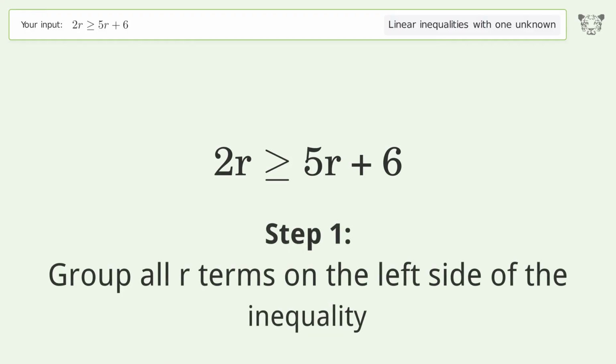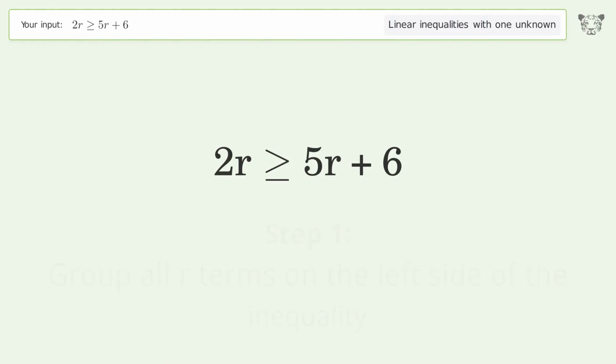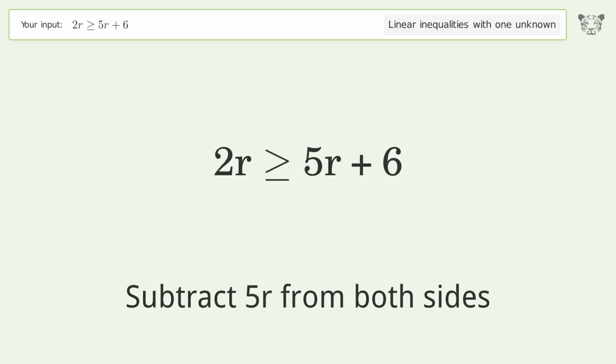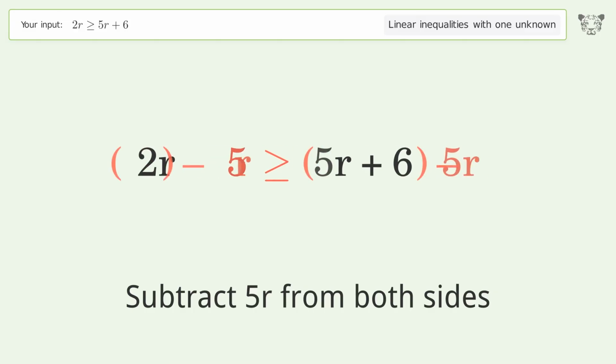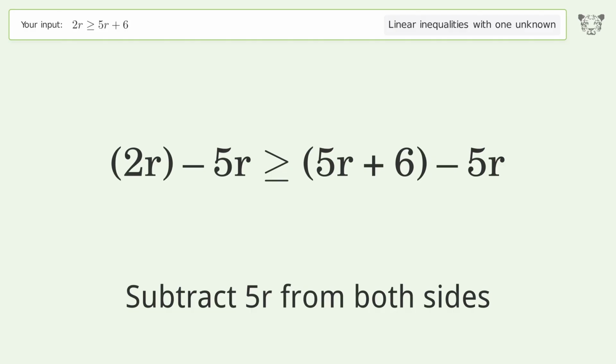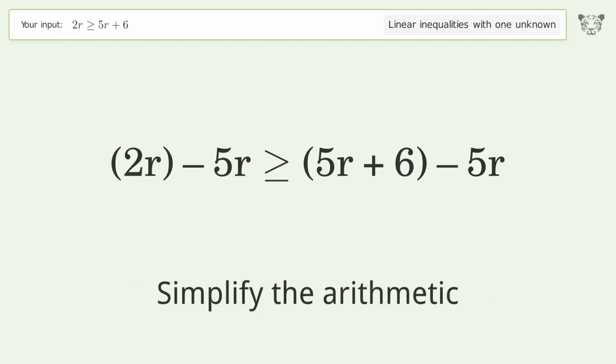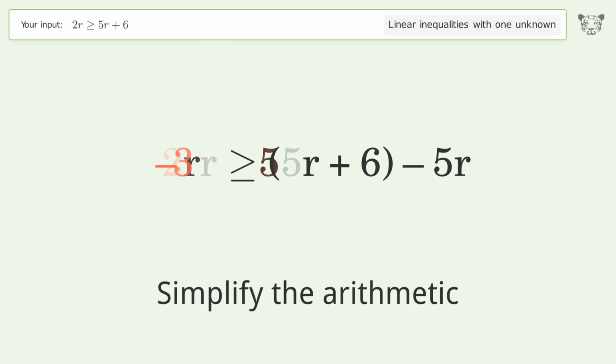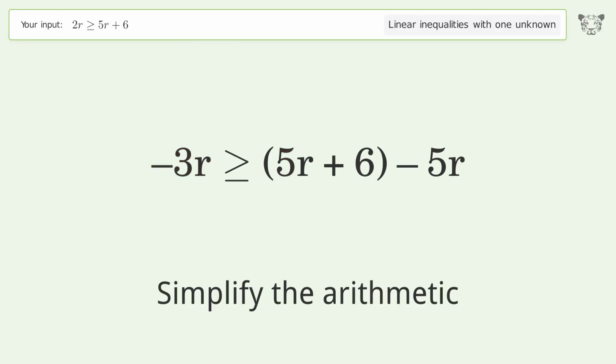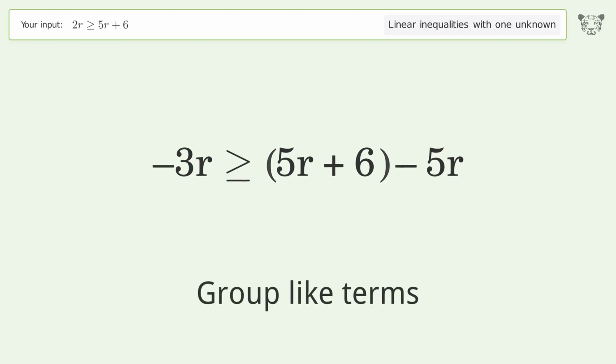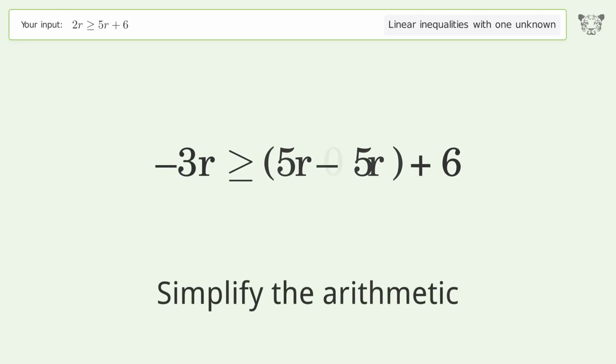Group all r terms on the left side of the inequality. Subtract 5r from both sides. Simplify the arithmetic. Group like terms. Simplify the arithmetic.